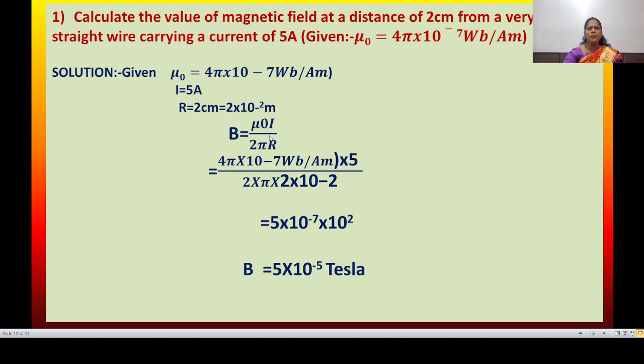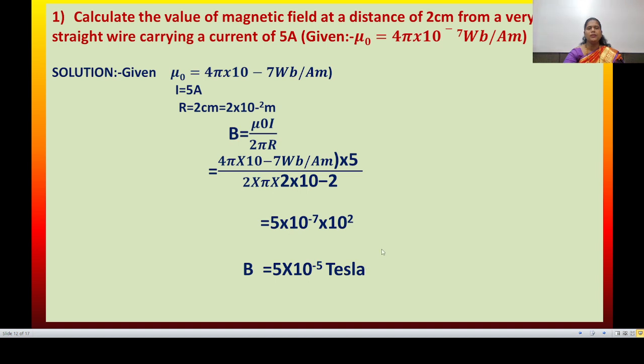Now we are going to use the formula of magnetic field along a long straight wire. This formula is B is equal to mu 0 I upon 2 pi r. Substituting all these values in this equation, the value of mu 0, the value of I, the value of r, we solve the total example. We will get 5 into 10 raised to minus 7 into 10 raised to 2. So the last answer we get is B is equal to 5 into 10 raised to minus 5 Tesla. After solving this full example, the last answer is 5 into 10 raised to minus 5 Tesla. That is important: we have to write the unit of each answer after solving the example.